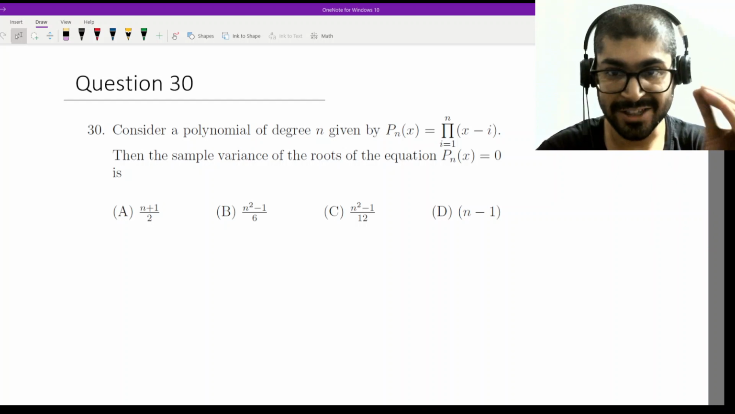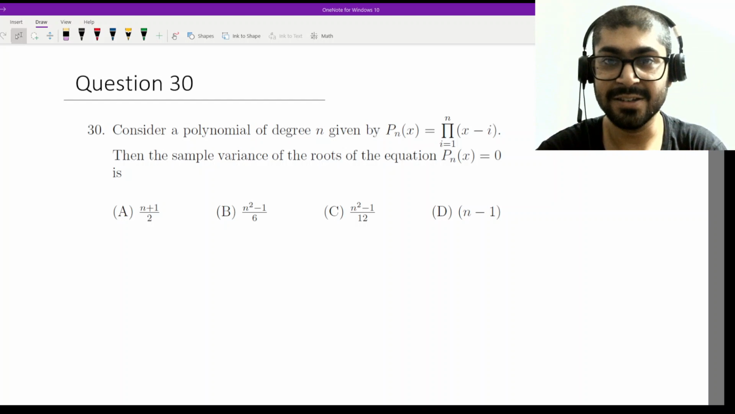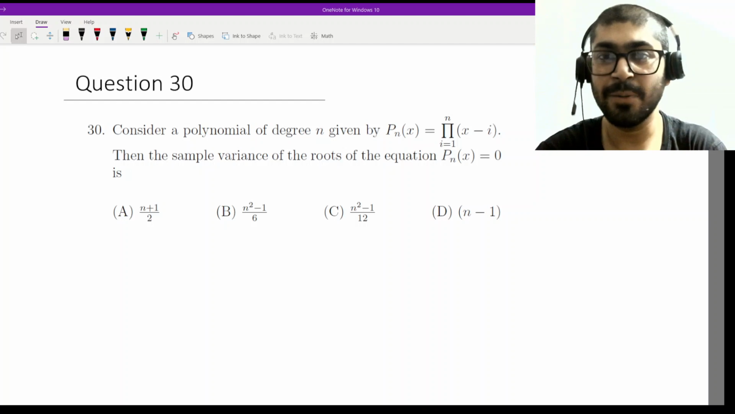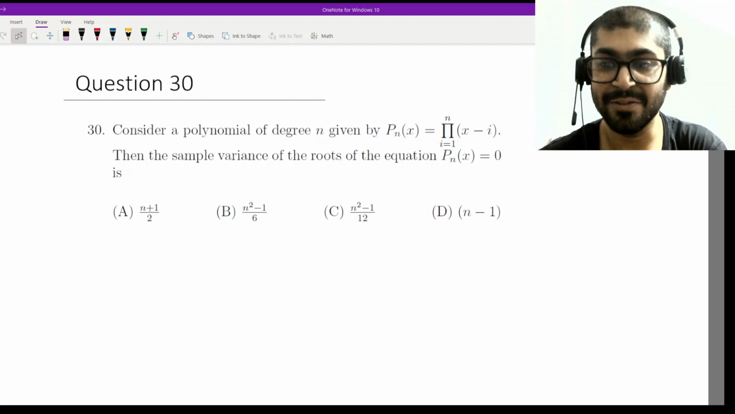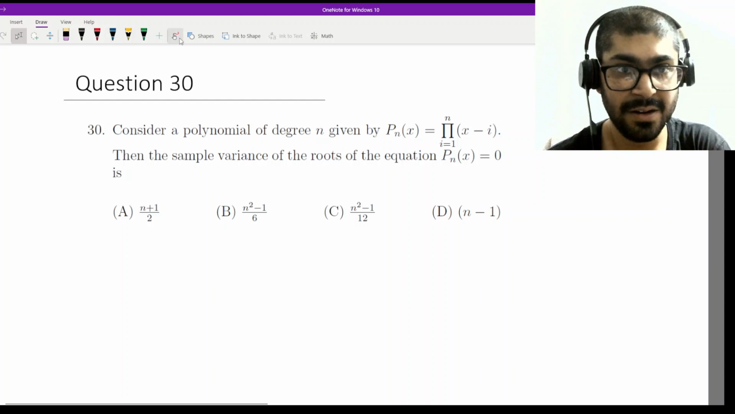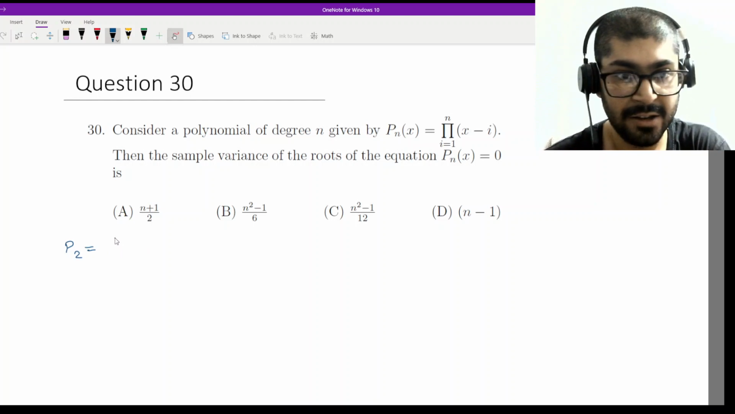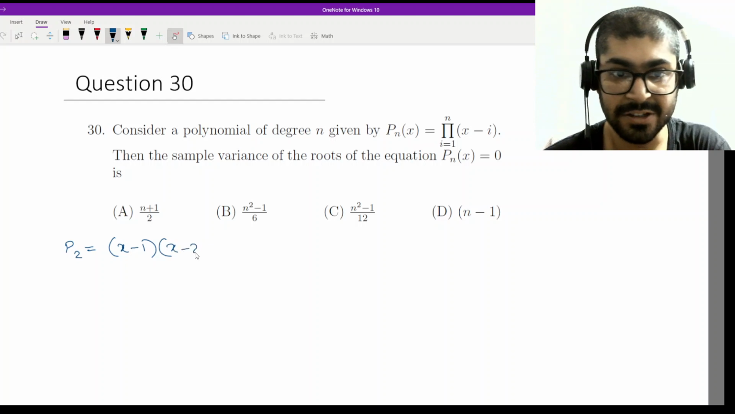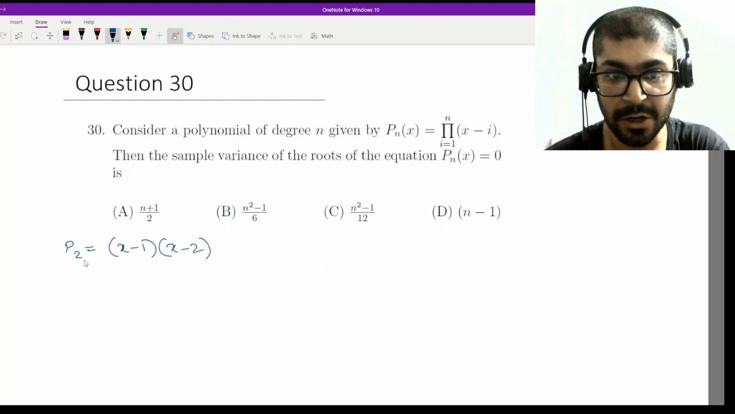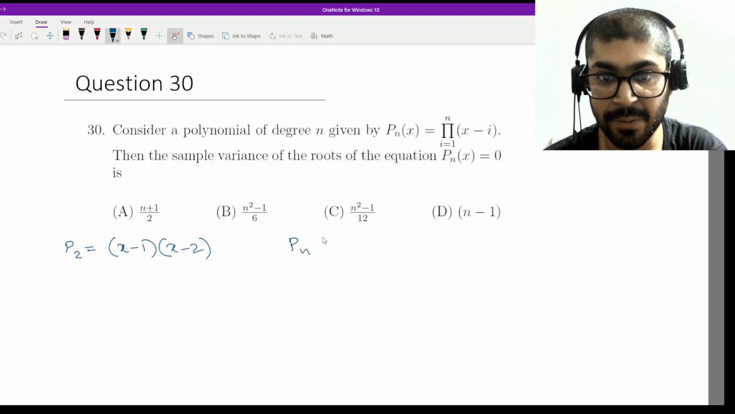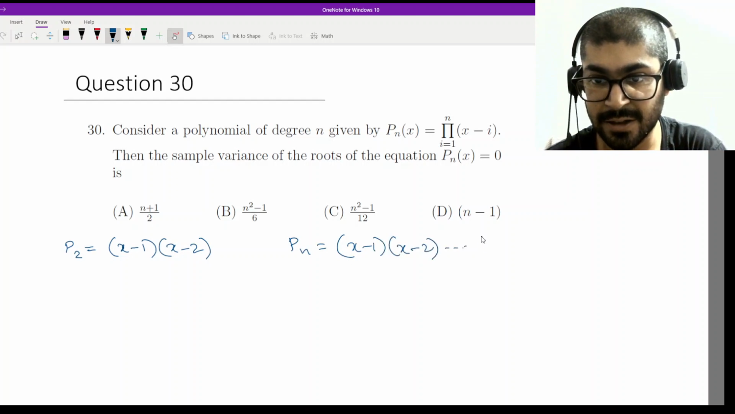Whenever you have a generalized multiplication or sum like this, try to put a value of n and see what the polynomial actually looks like. That will give you an idea of the generalized form. So how do we check this one? Just as I told you, try to calculate P2. So P2 should be equal to the product from 1 to 2 of x minus i, so x minus 1 into x minus 2. Now this is not so scary, right? You understand how this is going. So P2 will be x minus 1 into x minus 2, P3 will be x minus 1 into x minus 2 into x minus 3. Similarly, Pn will be x minus 1 into x minus 2 into dot dot dot x minus n.